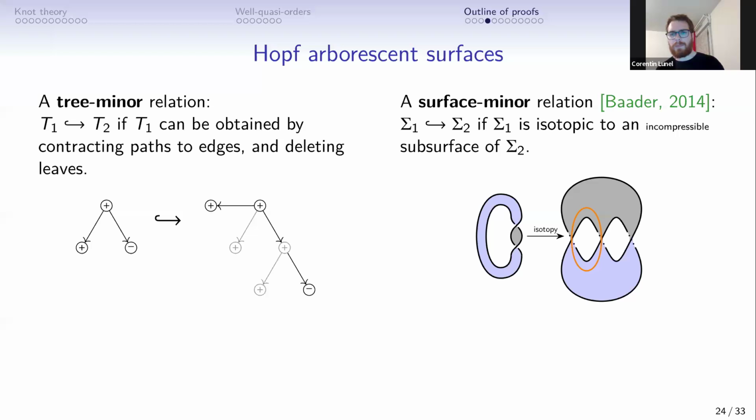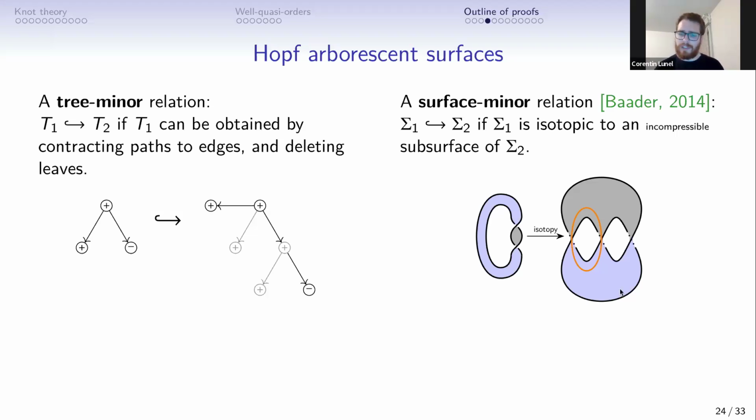We also have a surface minor relation on surfaces, which was introduced by Bader. We say that a surface Sigma 1 is a surface minor of Sigma 2 if Sigma 1 is isotopic to a subsurface of Sigma 2. So here, this Hopf band can be obtained as a neighborhood of this orange curve here. What this tells you is that this Hopf band is a surface minor of this surface, which is a Seifert surface of a trefoil knot.